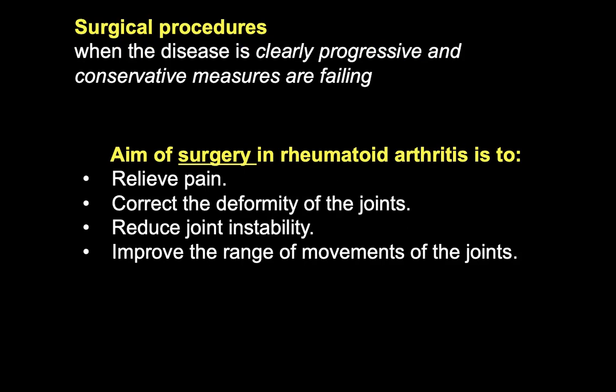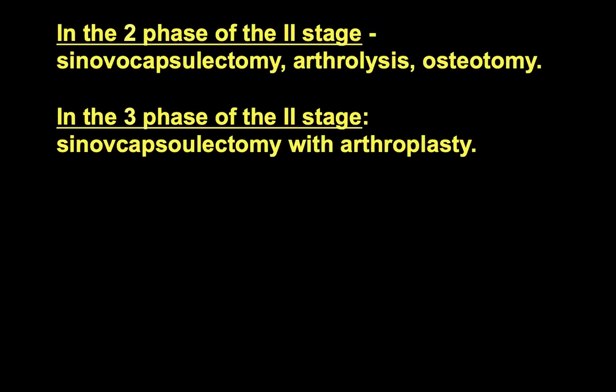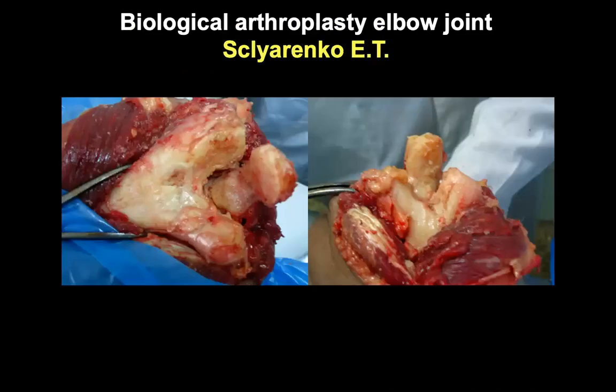So, surgical procedures. The disease is clearly progressive and conservative measures are failing. The aim of surgery is to relieve pain, correct the deformity of the joint, reduce joint instability, and improve the range of movements of the joint. First is synovectomy. It's good in the early stage and will be very effective. You could provide it arthroscopically. In the second phase of the second stage: synovial capsulectomy, electrolysis, osteotomy, and in the third phase, synovial capsulectomy with arthroplasty.